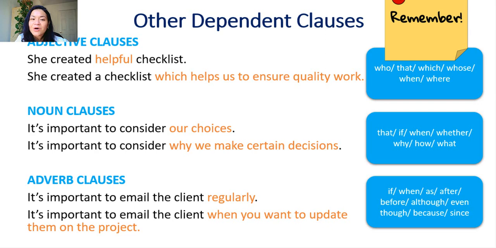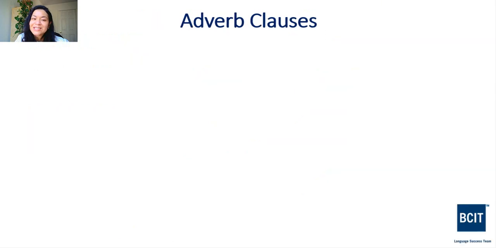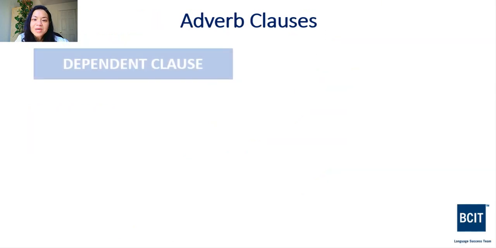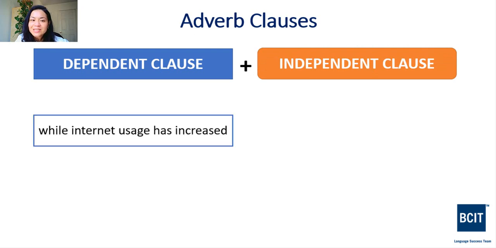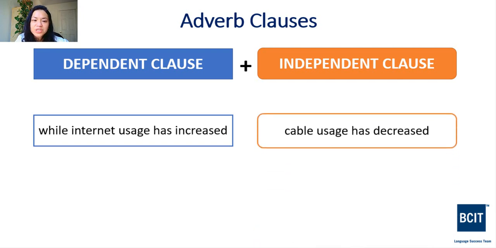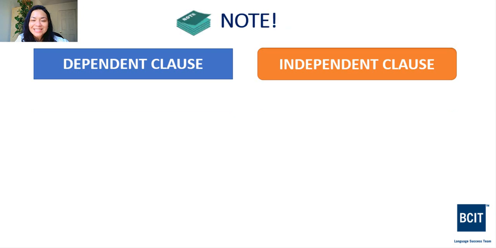Also note, in all of these examples, how specific and detailed the sentence becomes with the addition of clauses. To form an adverb clause, we must add an independent clause to a dependent clause. For example, look at the dependent clause, while internet usage has increased. To this, we can simply add an independent clause. Cable usage has decreased. Add proper punctuation, and now we have a complex sentence. A few notes when forming complex sentences.